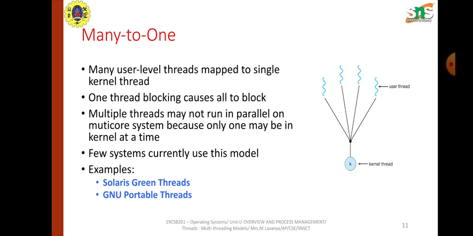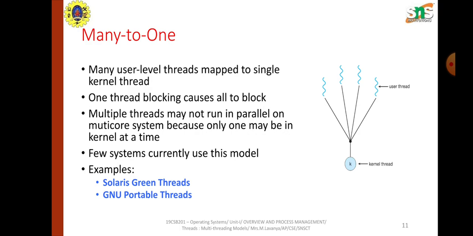In this, one thread blocking causes all the threads to block. Multiple threads may not run in parallel on a multi-core system because only one may be in kernel at a time. Even though there are multiple user threads running on a single kernel thread, only one can run at the kernel level. Only a few systems can concurrently use this model. Others do not support this. The examples of these few systems are Solaris Green Threads and GNU Portable Threads.